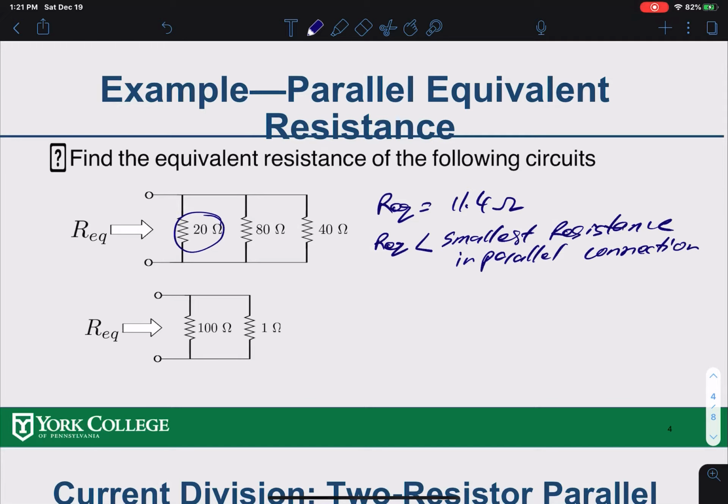This is always true. And for the next one, you see the huge difference, 101. So your equivalent resistance should be smaller than 1 or very close to 1 because the difference is so high. If you do this one here, your R equivalent would be 0.999 ohm, which is again smaller than the smallest one and very close to it because the difference between them is really high.